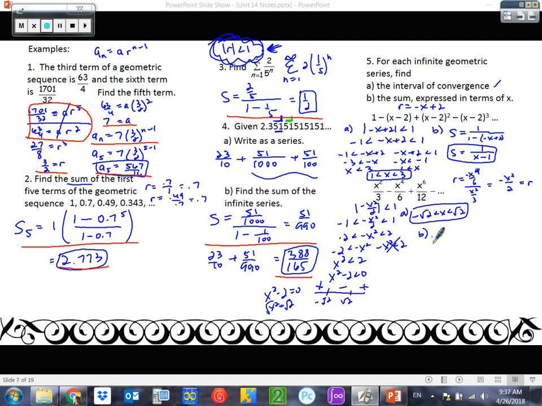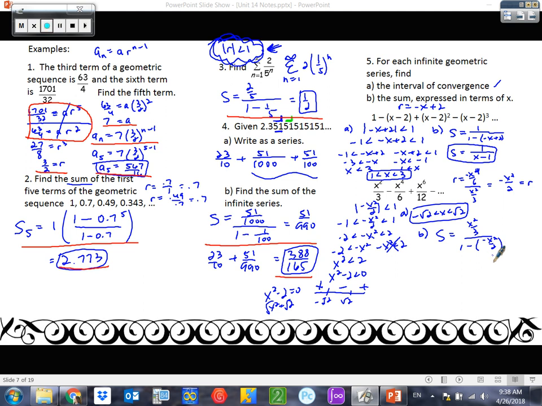B. What's my sum? Sum is going to be the first term, which is x squared over 3, divided by 1 minus r. And r is negative x squared over 2. Okay, so this is the same problem that we did before. I'm just giving you another example, so hopefully with 2 examples it will make more sense, because I think this is the most complex thing that we're doing, the power series.